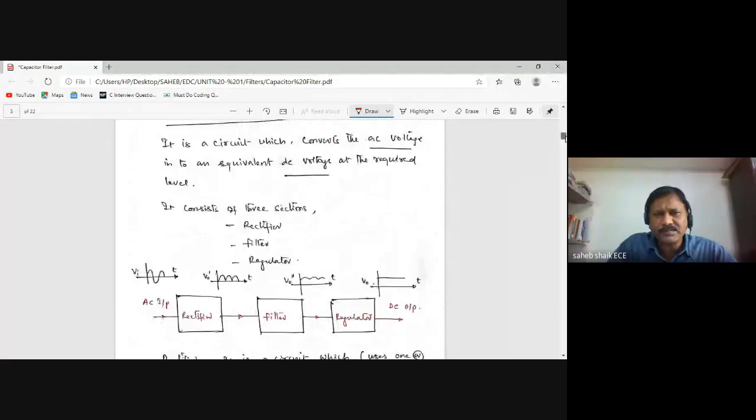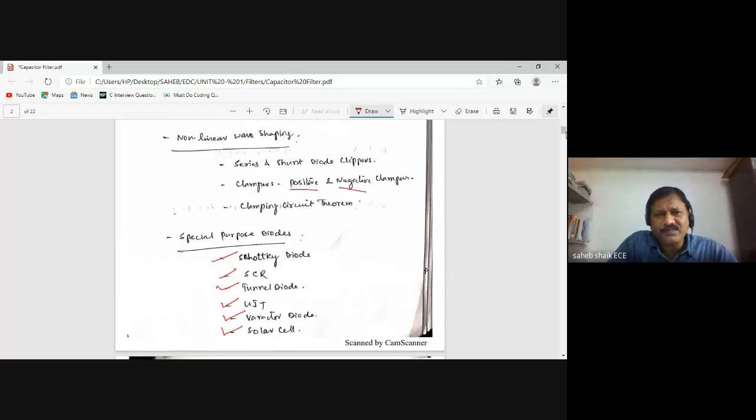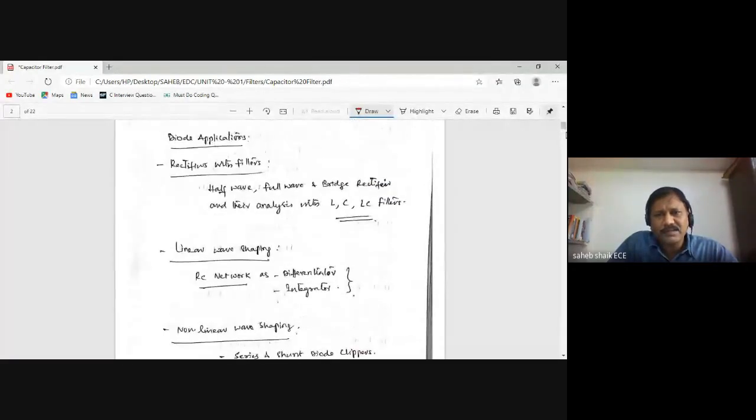The next topic is special purpose diodes. In special purpose diodes, you are coming across the Schottky diode, SCR, that is the silicon controlled rectifier, the tunnel diode, the UJT, that is the unijunction transistor, the varactor diode, and the solar cell. These are the contents present in the first chapter.